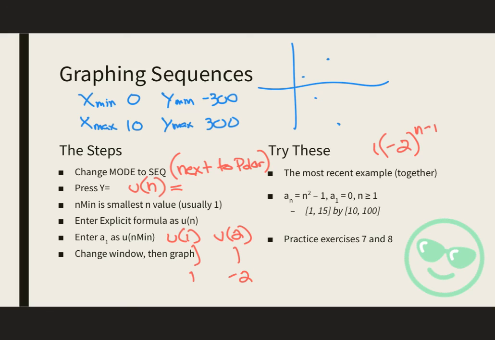Now, if you'd like, you could try this one. a sub n equals n squared minus 1, and the first term is 0. And you could enter the second term, whatever that is, if your calculator needs it. In your exercises, 7 and 8 correspond to this idea here. So you could use what you know with those questions.